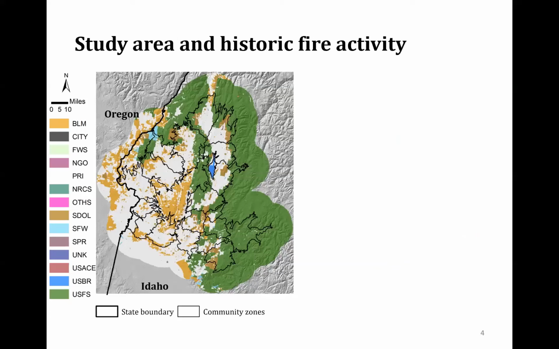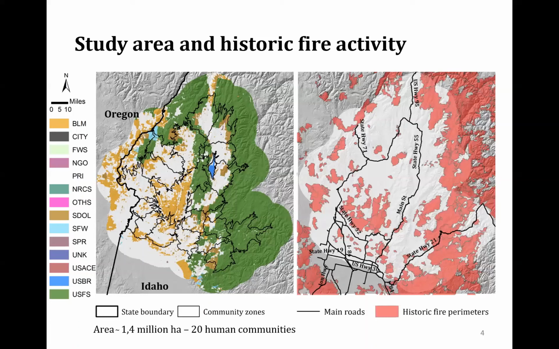The study area is located in central Idaho, which is about 1.4 million hectares, and we have 20 communities in total. Here you see that the dominant land tenures are the U.S. Forest Service lands, private lands, and BLM. If we look at historic fires, we see that the largest fires are located on the eastern part of the study area, while the western plains have fewer large fires.